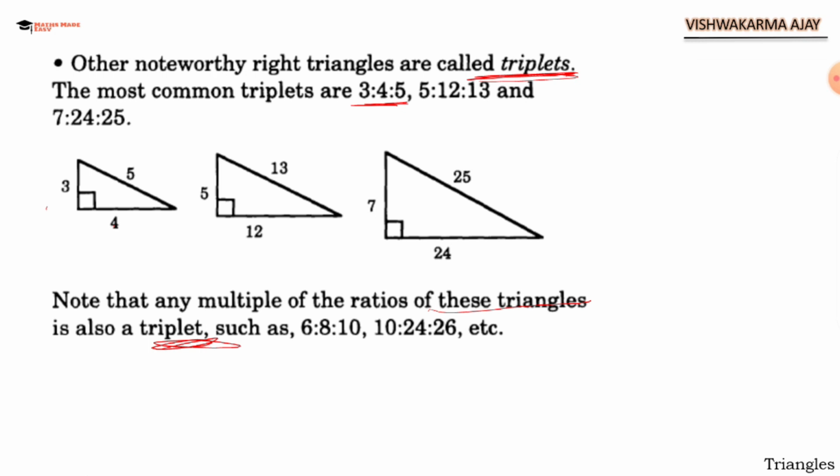And a multiple of this, like for 3, 4, 5, 6, 8 and 10 is also a triplet. 5, 12 and 13. 10, 24, 26 is also a triplet. In this case, 3, 4, 5. 9, 12 and 15 is also a triplet because I am multiplying them by 3.